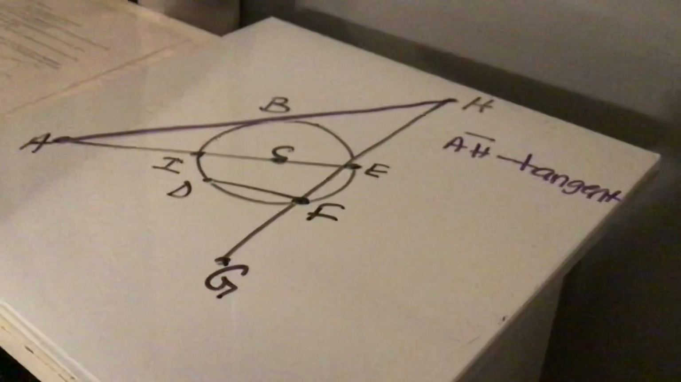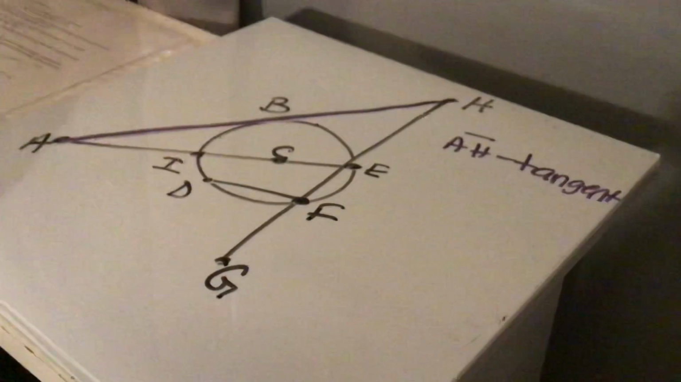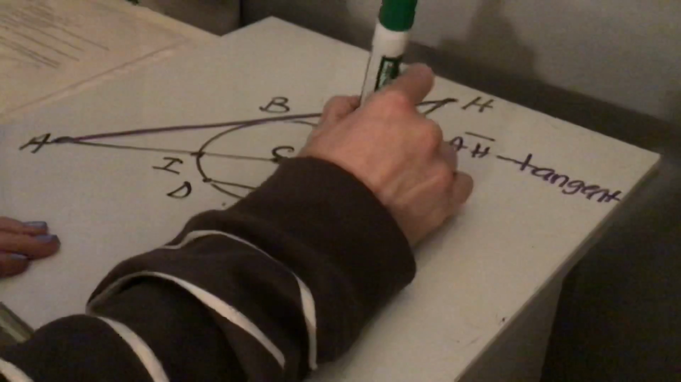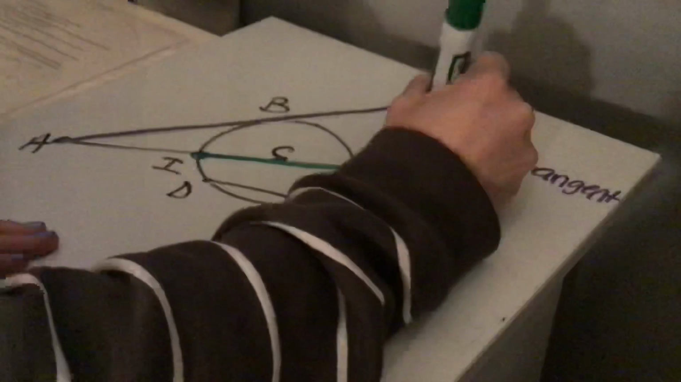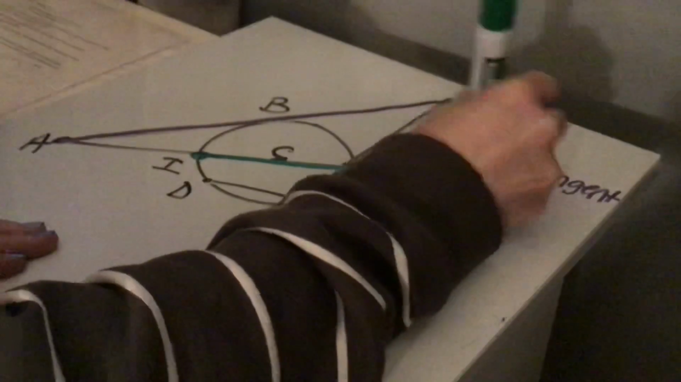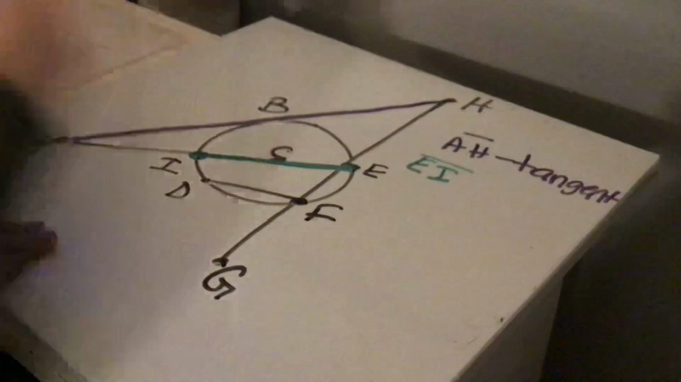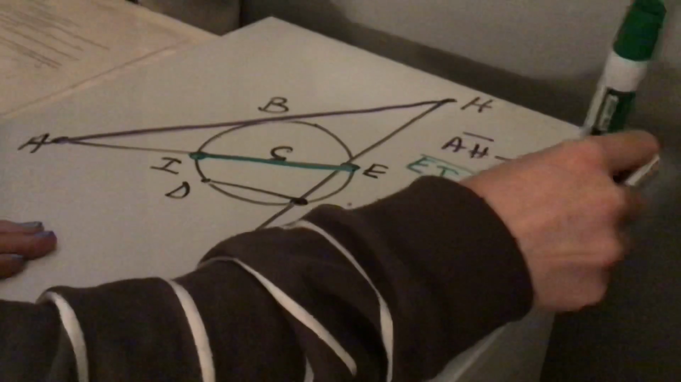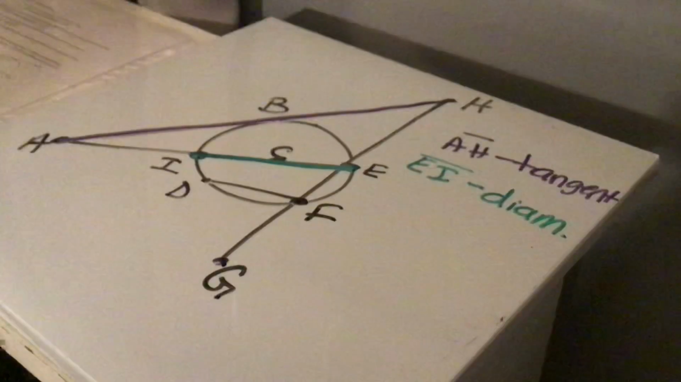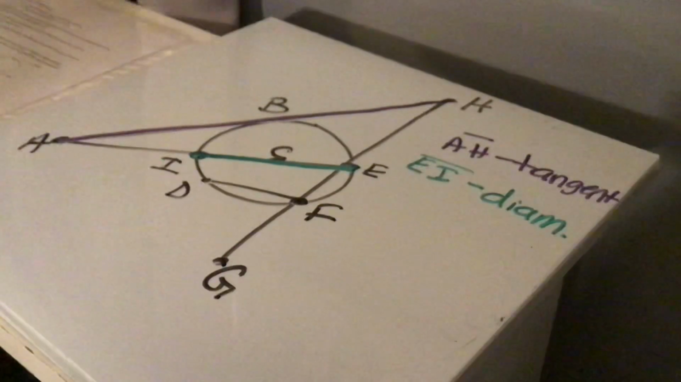Then we're looking at EI. So here's point E and point I passing through the center. The line segments that pass through the center connecting 2 sides of the circle are called a diameter. It's a chord, but we want to be as specific as possible, so that's a diameter.